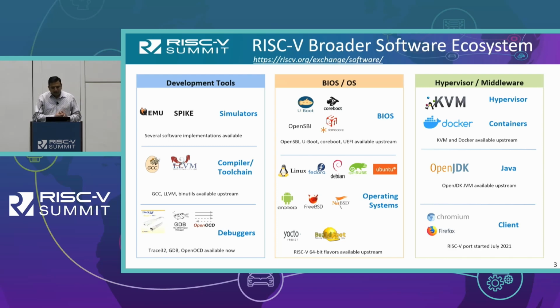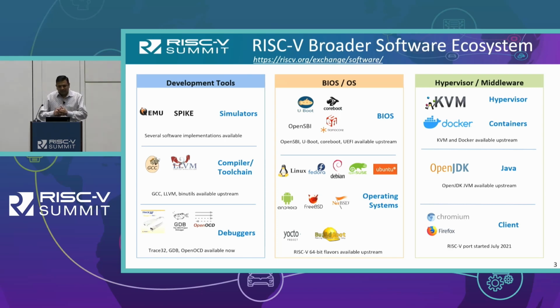And then moving to other OSs like Android for client deployments and mobile deployments. Android was announced by Alibaba earlier this year. FreeBSD and NetBSD are available as well for embedded applications. And then for data center infrastructure, Yocto is pretty standard, so Yocto is supported for RISC-V as well. Buildroot file system builds are supported as well. That's the middle tier of things, the way things stand for the BIOS and OS flavors.